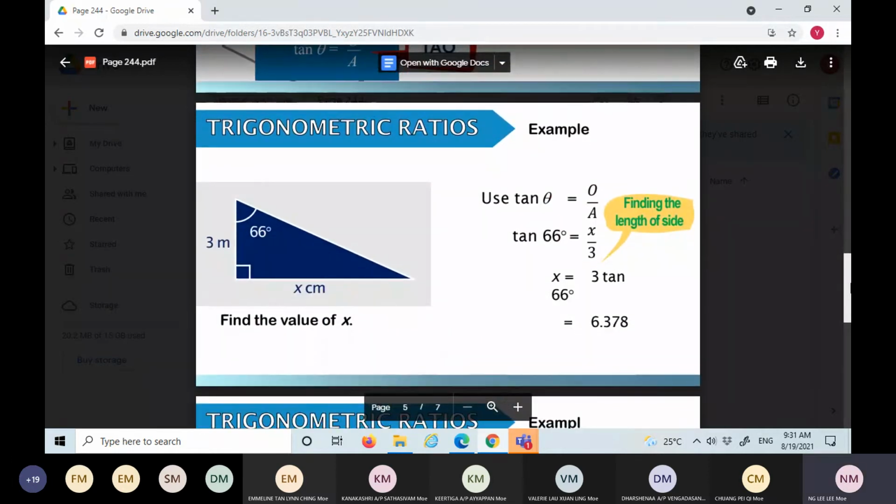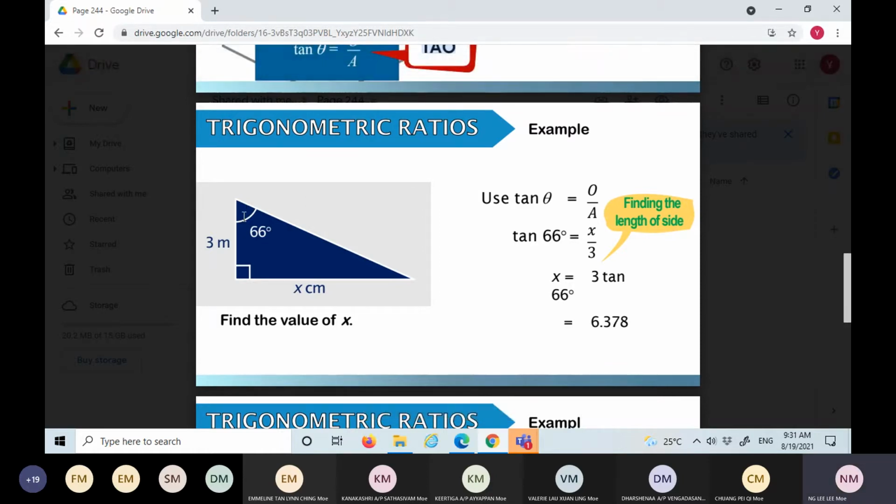Okay, look at this example. How do we use the trigonometric ratio? Look at this angle, 66. The x centimeter that we want to find is opposite this angle 66, so this is the O. And the 3 meter here is the adjacent side, so this is the A.